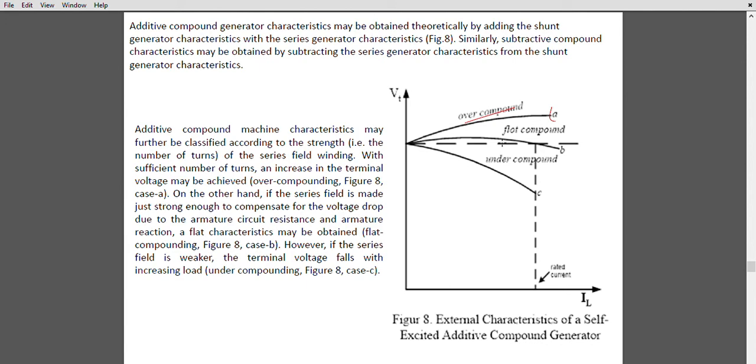So these are the characteristics of different types of DC generators. We'll talk about the load characteristics of DC motors in the next class.